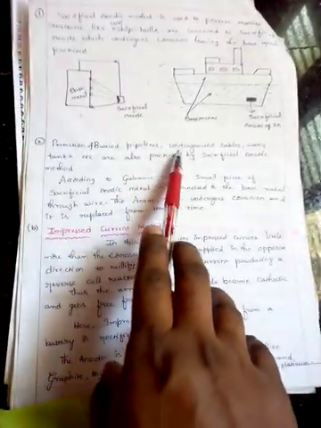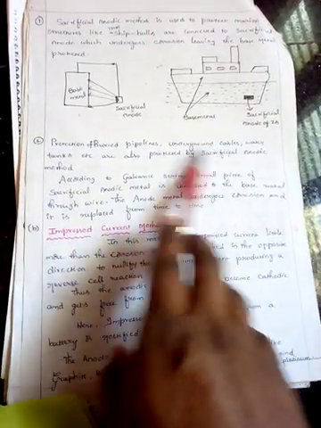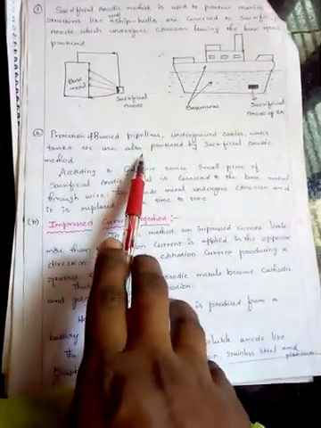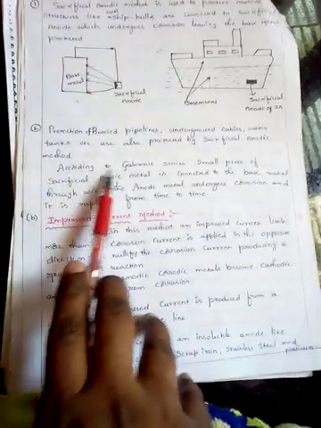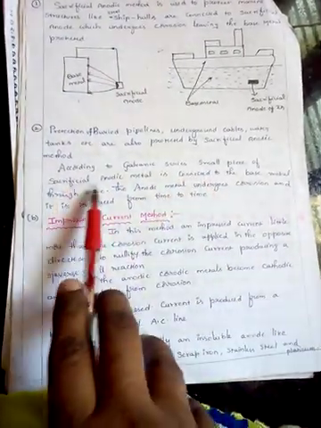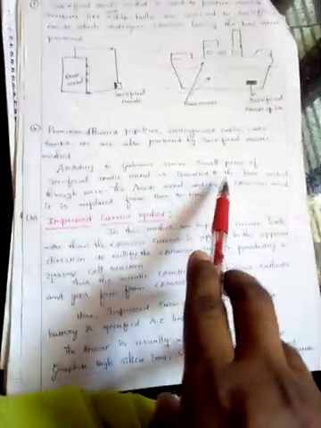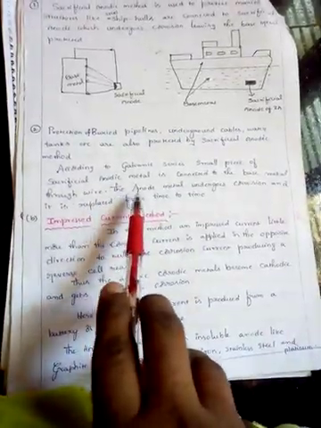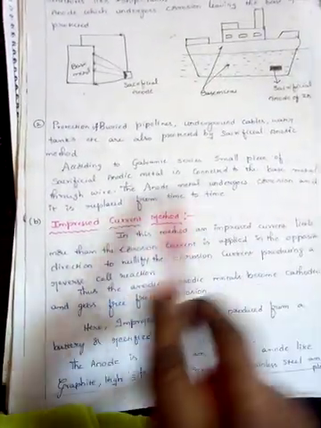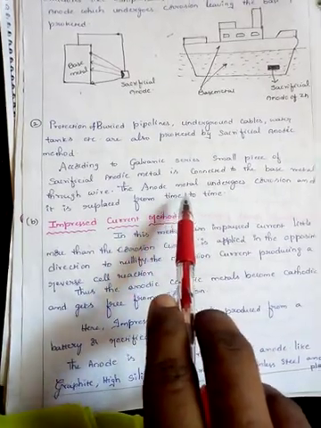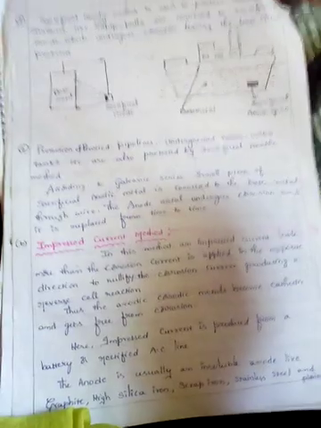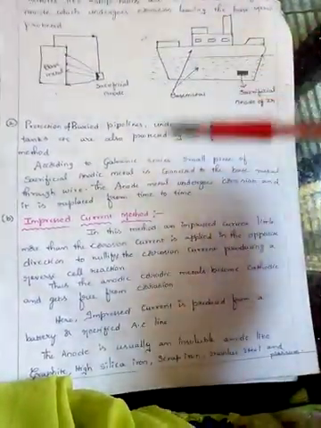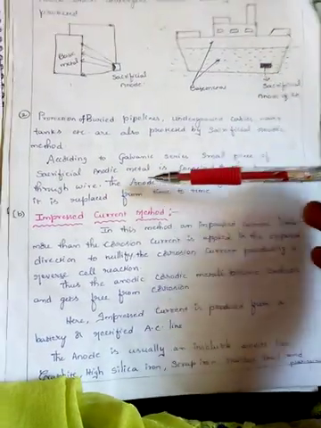Protection of buried pipelines, underground cables and water tanks can also be implemented by this technique. According to the galvanic series, a small piece of sacrificial anodic metal is connected to the base metal through the wire. The anodic metal undergoes corrosion and is replaced from time to time. In a regular pattern, if we replace the anodic metal, then until we replace it, the base metal stays protected. Okay, the second technique is the impressed current method.